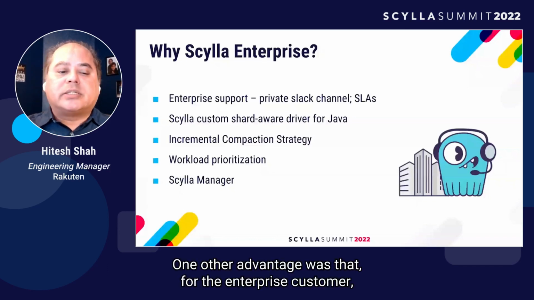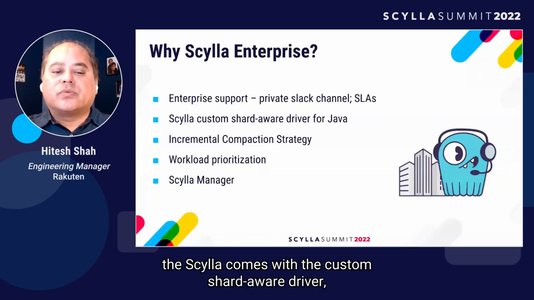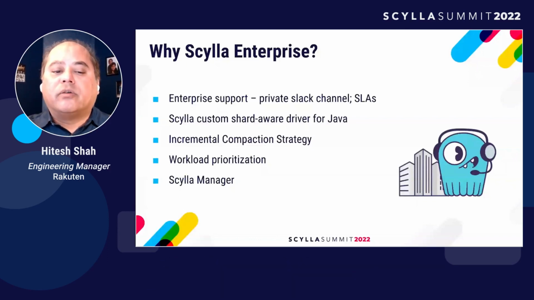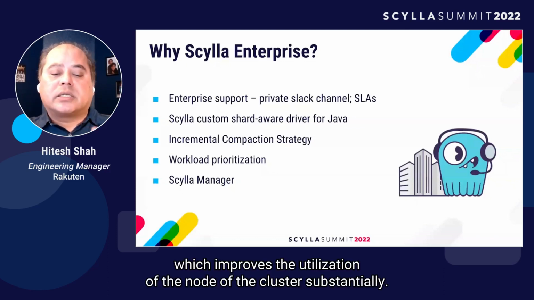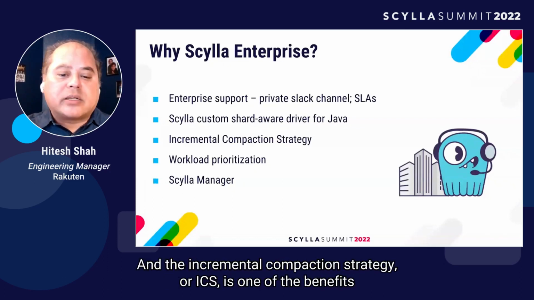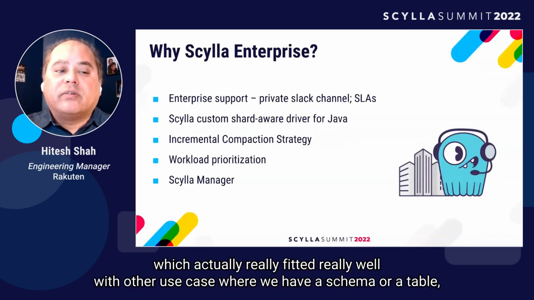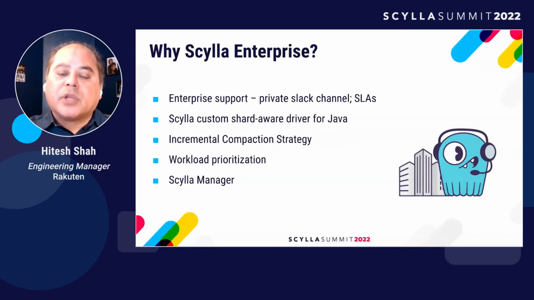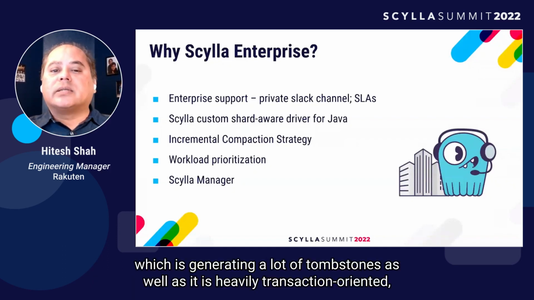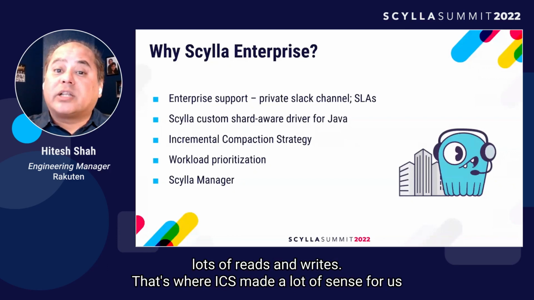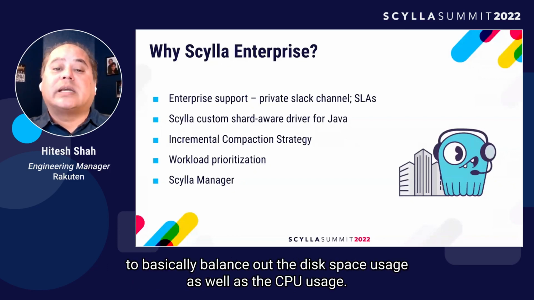One other advantage was that for enterprise customers, Scylla comes with a custom shard-aware driver, which improves the utilization of the nodes of the cluster substantially. And the incremental compaction strategy, or ICS, is another benefit which fit really well with our use case, where we have a table which is generating a lot of tombstones, and is heavily transaction oriented, with lots of reads and writes. That's where ICS made a lot of sense for us, to balance out the disk space usage as well as the CPU usage.